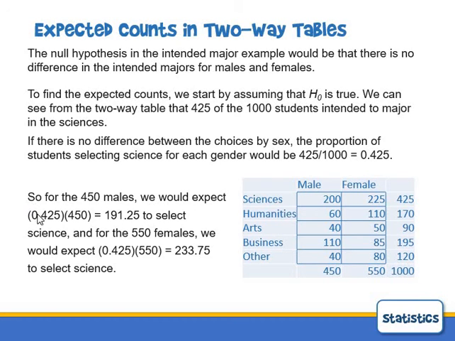So to compute those, we would do 0.425 times 450, the number of males. That comes out to an expected value of 191.25. And of course, you can't have a fourth of a person, but when we do the mathematics with the expected values, we carry out the decimal places for the computation of chi-square that we're going to do. There's 550 females, so we expect 42.5% of them, or 0.425 times 550, which is 233.75. Okay? So a little bit larger expected value than what we have in the table.